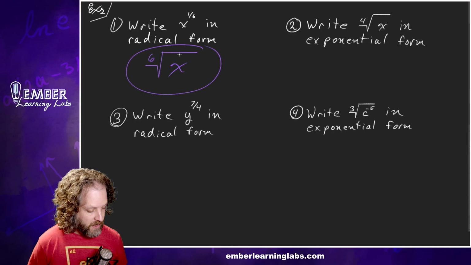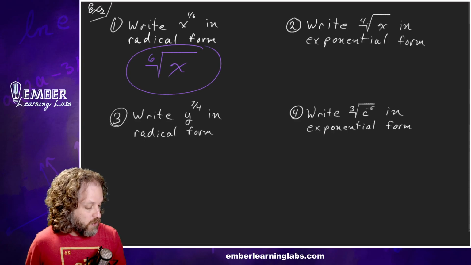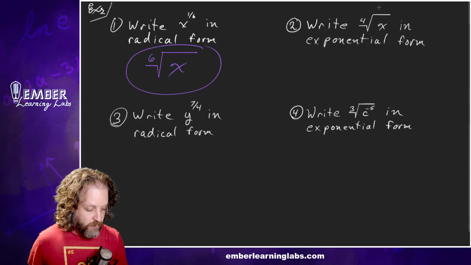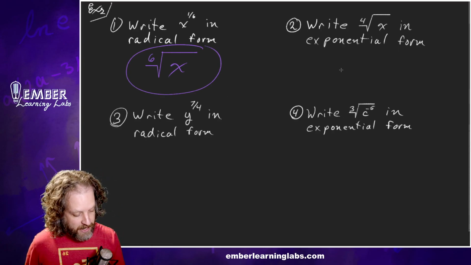No big deal. This one, we want to write the 4th root of x in exponential form. There's just a 1 as the power. It's raised to the first, so it's going to have a 1 in the numerator like the one over here, but it's going to have a 4 in the denominator, so x to the 1/4.